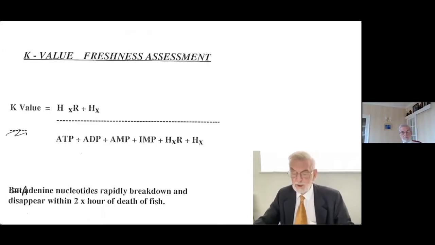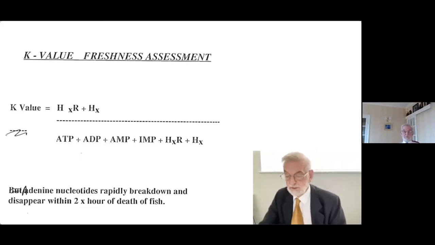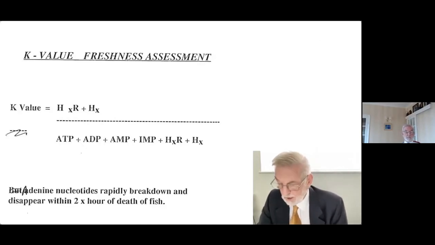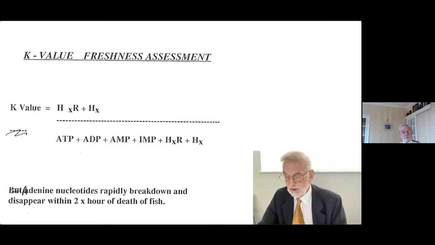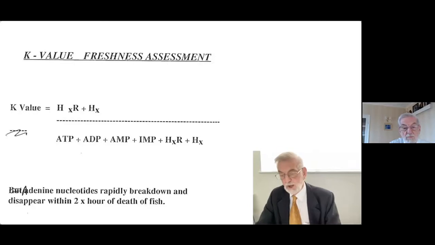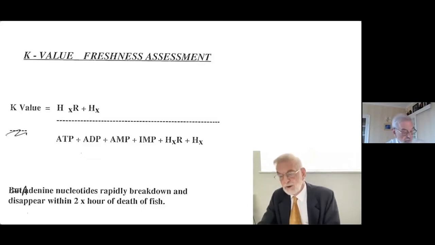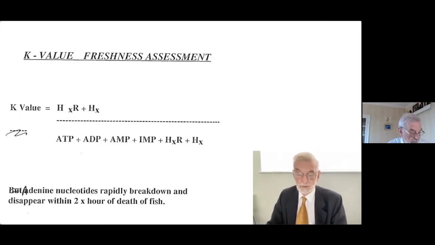So if we look at the next slide, the K value is the sum of the inosine and hypoxanthine on the top divided by the sum of all the other components underneath. So ADP, AMP, IMP, hypoxanthine and inosine underneath, add all the breakdown products up, and just have the two final compounds on the top. As the fish deteriorates, the levels of inosine and hypoxanthine, the two top ones in this equation, increase. They become nearer and nearer the sum of the whole of the compounds. So this is the K value.